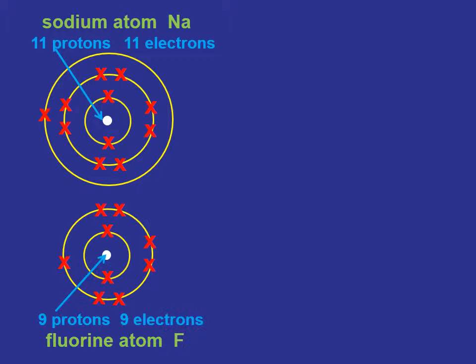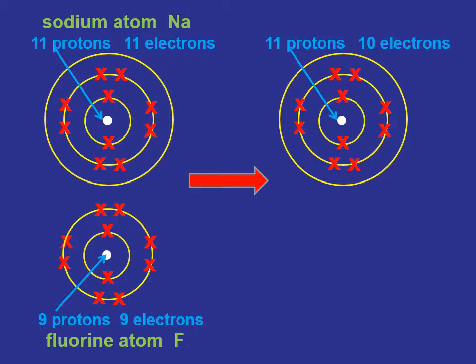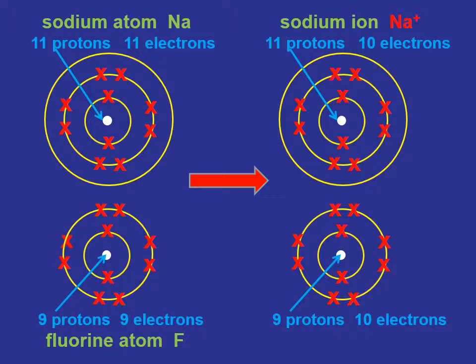And of course, when one atom loses electrons, another one gains them. Sodium loses 1 electron and becomes sodium plus, and fluorine gains 1 electron to become fluoride minus. And then the attraction between the positive and negative ions forms an ionic compound. But more of that later.